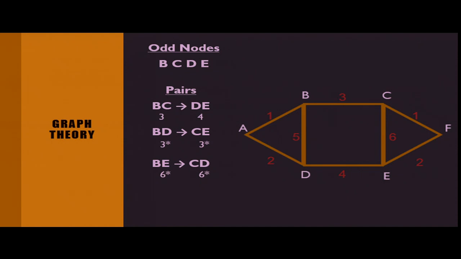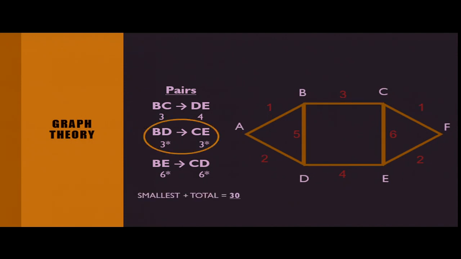Then from all these pairs, we choose the shortest option available, which in this case would be BD and CE, which would be 3 and 3. To count the number of steps required to reach the final goal, we take this smallest pair and sum up the total amount of traversing required throughout the whole graph, and you should get the number 30, which is 24 for the entire graph plus the 3 and 3, which is 6. This brings us to the question of how you actually traverse the entire graph.